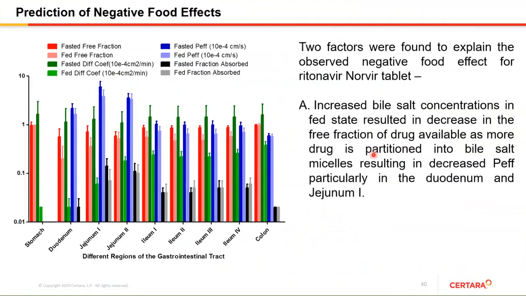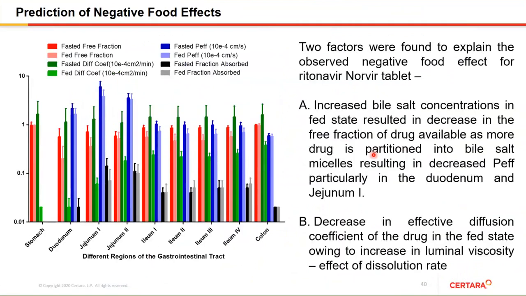So there are two reasons which were attributed. We just fitted single dose data for the fasted state, and we are able to explain multiple dose. We are able to explain the food effects. So this was quite good. First, you can see that the blue ones are the PEF. The PEF is higher in fasted and lower in fed. So there is a decrease in PEF, and this is coming from a reduction in the free fraction.